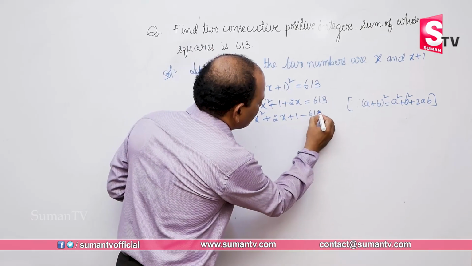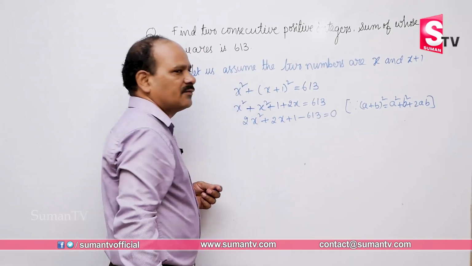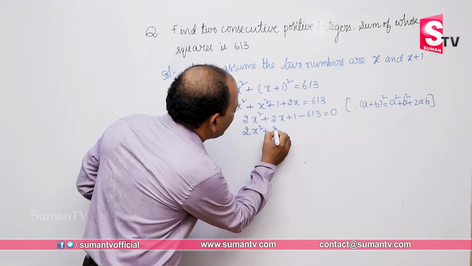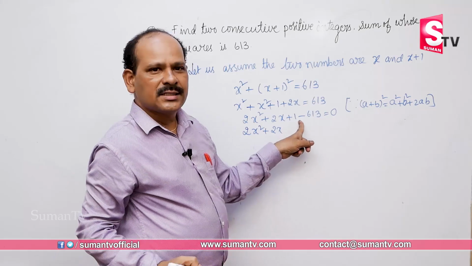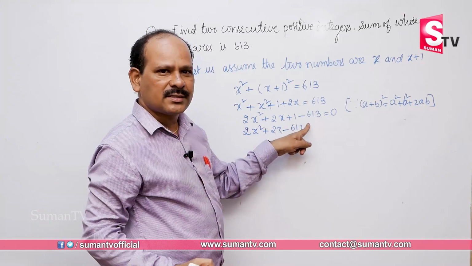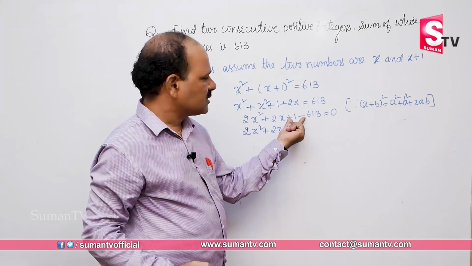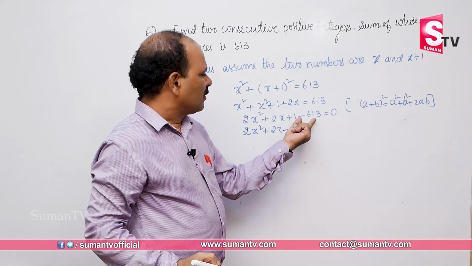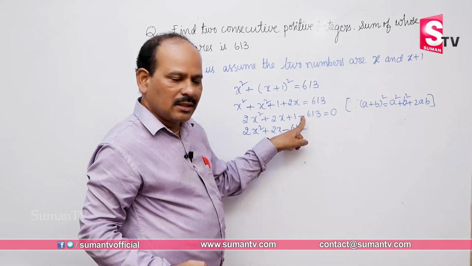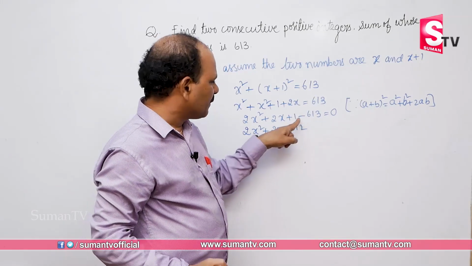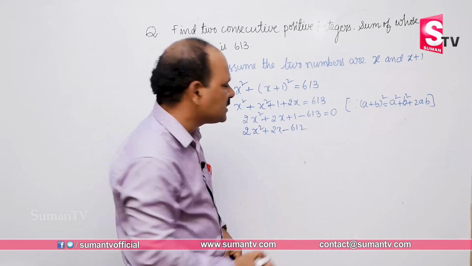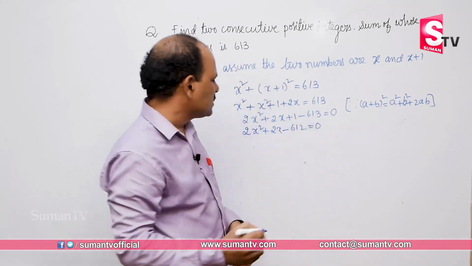Bring the 613 to the left side. So the other side will be equal to 0. Now 2x square plus 2x, 1 minus 613, that is minus 612. One is plus symbol, the other is minus symbol. The two symbols are different, so I am subtracting. The big number's sign is minus. Always the big number's sign will come to the result. So 1 minus 613 is minus 612.